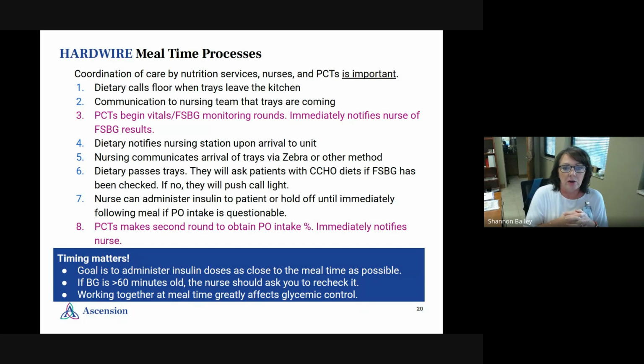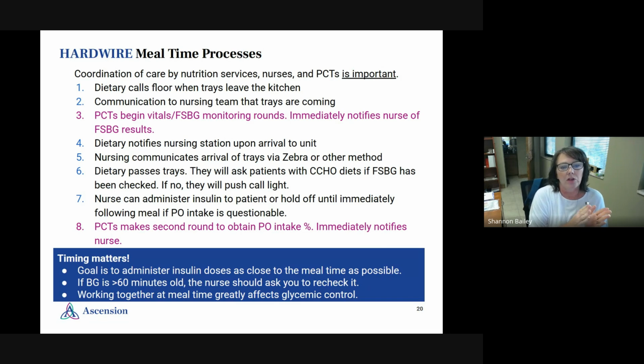So coordination of care between touch point and those who are bringing the trays up, nurses and the patient care techs, is extremely important. So what we have done is we've set up a process where dietary, I want to call them tray runners, I think they call them hosts or hostesses, when the trays are leaving the kitchen, they are going to call the nursing unit and let them know, hey, the cart is leaving the kitchen. That gives the patient care techs the first warning, hey, the trays are on their way. It's time to go do my vitals and do my rounds and get blood sugars.